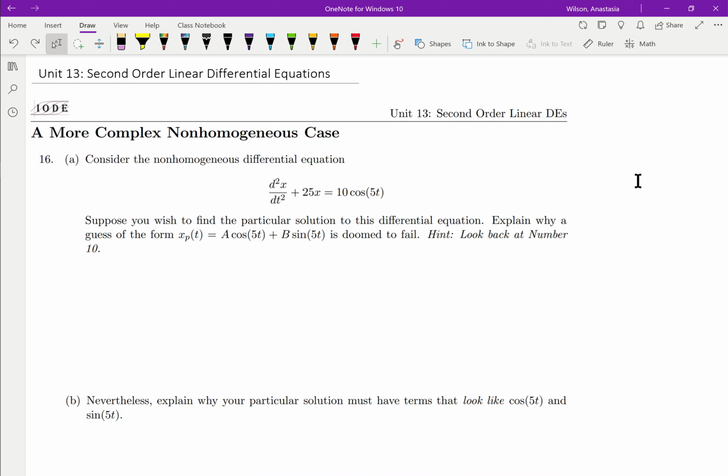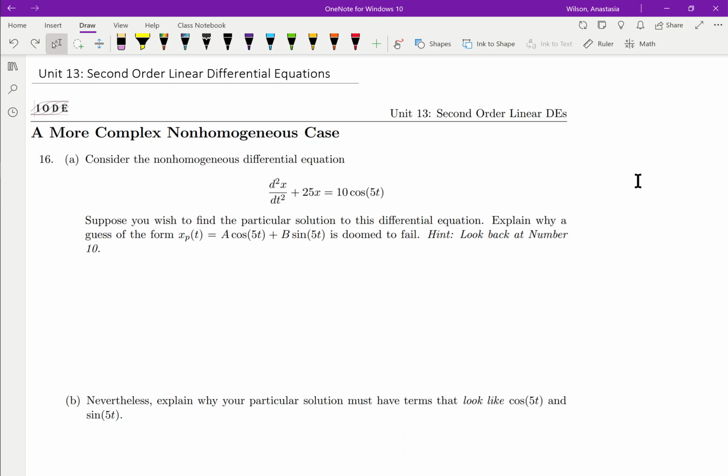In this video today, we are going to be talking about Unit 13, which is on second-order linear differential equations. If you recall, we have already talked about the homogeneous case, and we have started talking about the non-homogeneous case, but in this video, we are going to consider a more complex non-homogeneous case. So to illustrate this more complex case, let's consider the non-homogeneous differential equation that's given here.